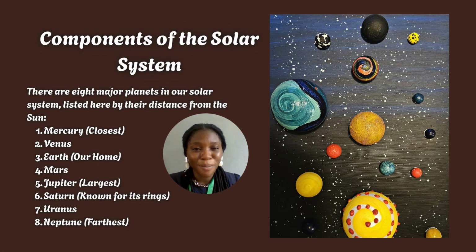There are eight major components of the solar system. We have Mercury, which is the closest to the sun. We have Venus. We have the Earth, which is where we live. We have Mars, Jupiter, which is typically the largest. Then Saturn is known for its rings. So when you hear a planet that is known for its rings, just know that that's Saturn. We have Uranus and we have Neptune. Neptune is the farthest.